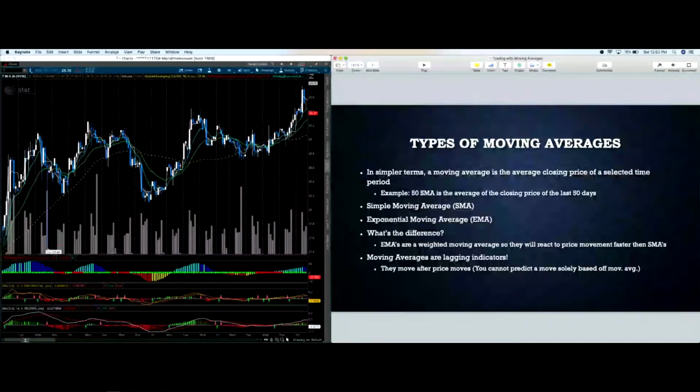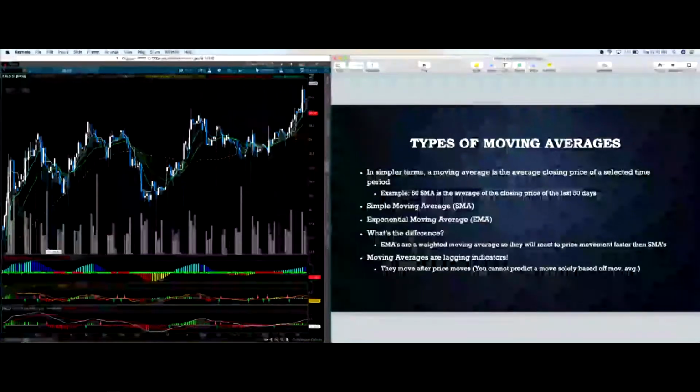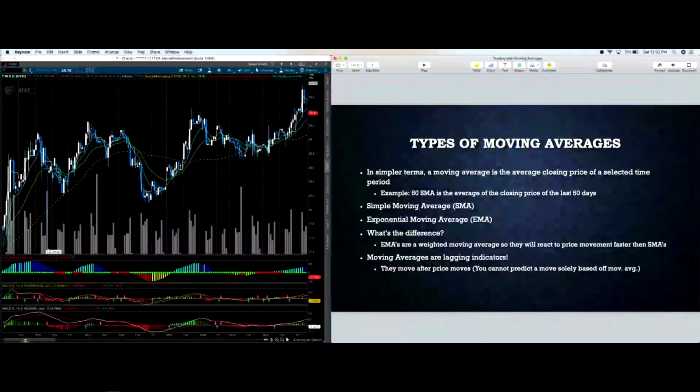So a lot of people don't understand what the difference is. The exponential moving average is basically a weighted moving average, so it moves quicker and it moves more with price action. Now, as a reminder, moving averages are lagging indicators, meaning they move after price moves. So you really cannot predict a move solely based off of a moving average. Price moves, and because of the move that price action just made, that's what makes the moving averages move.